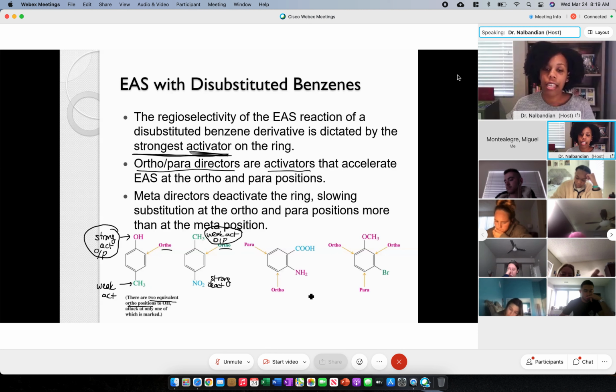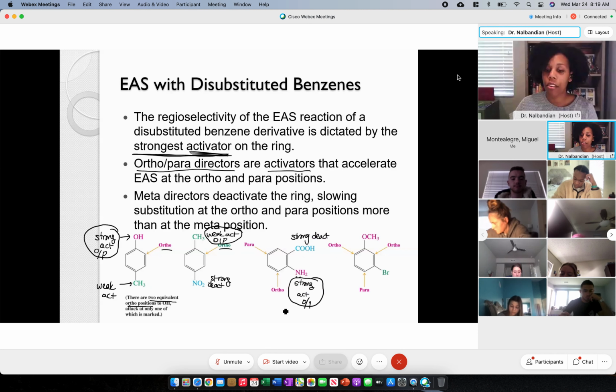Looking at our next example. You just have to kind of look at these and just know this is an ortho para director. This is a meta director. You have to just know that kind of stuff as you look at the ring. When we have here a strong deactivator in the carboxylic acid group, and we have a nitrogen, remember that nitrogen has a lone pair on it, this is a strong activator. This is what will dictate the course of the reaction.